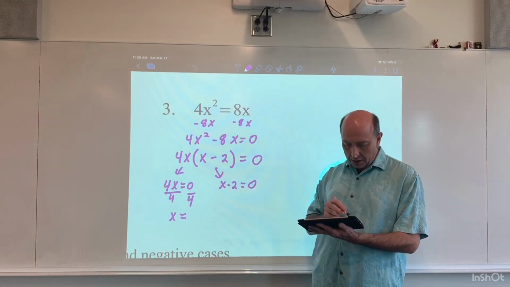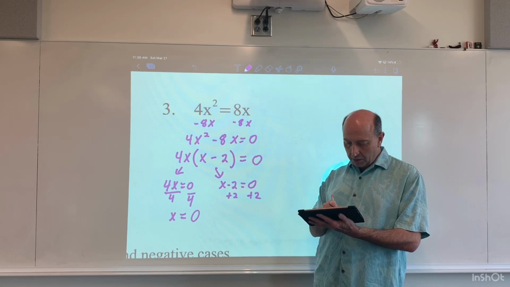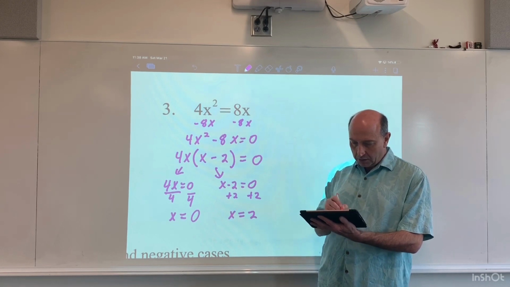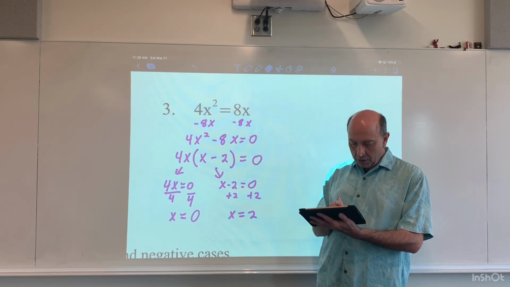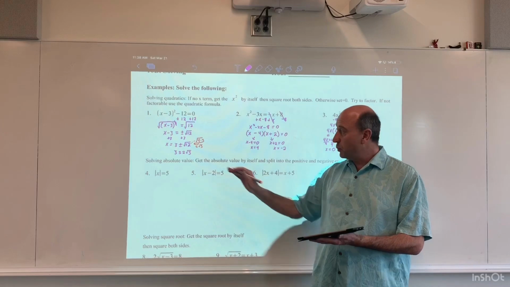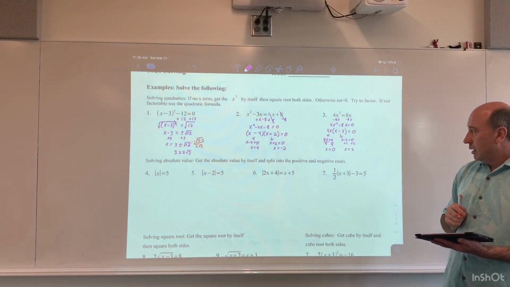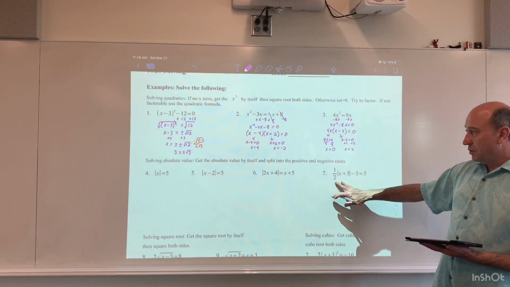4 goes into 0, 0 times. Add 2, and x equals 2. So those are my two answers, 0 and 2. All right. So notice we didn't have to use the quadratic formula for any of these. All right, now we'll go on to solving absolute value problems.